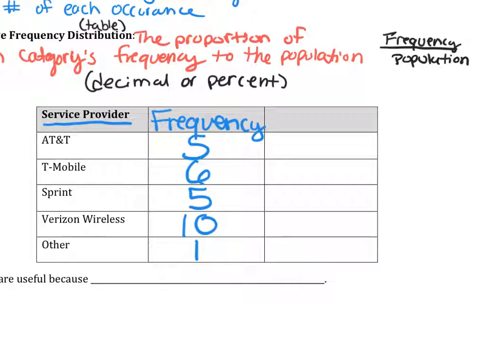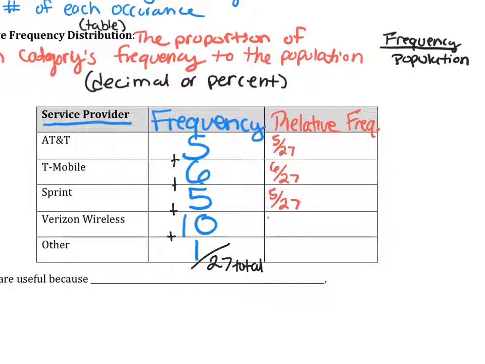So if we look at our data, we add up all our frequencies. I think we have 27. Yep, we have 27 total. So when we're finding our relative frequency, which will be our last column here, you take the frequency of each category, so 5, divided by your total. So 5 divided by 27. And then 6 divided by 27. And so on. You do that for each category.